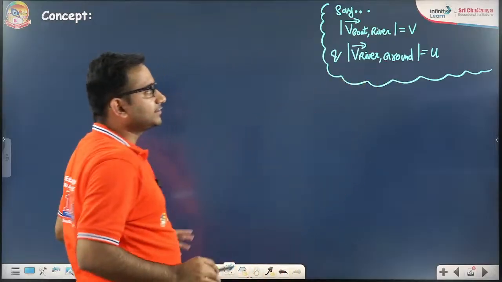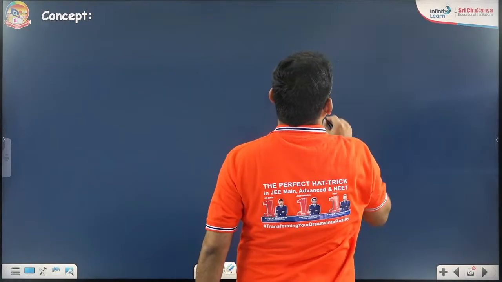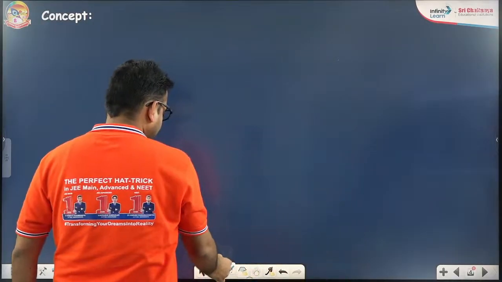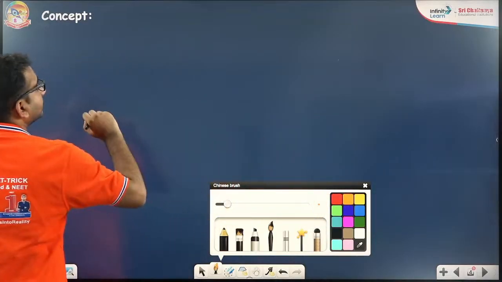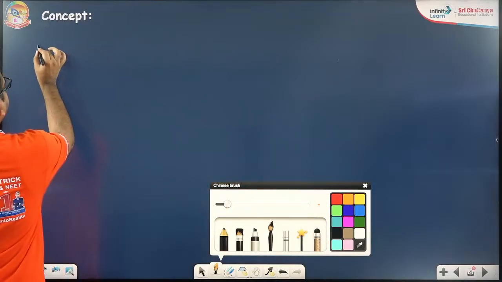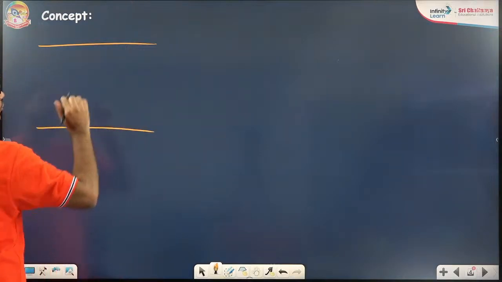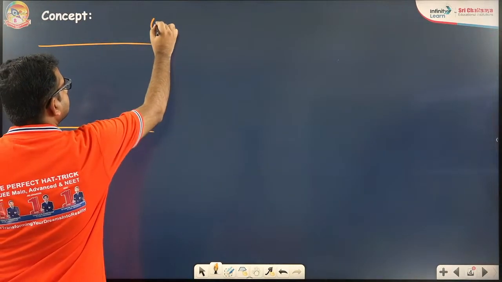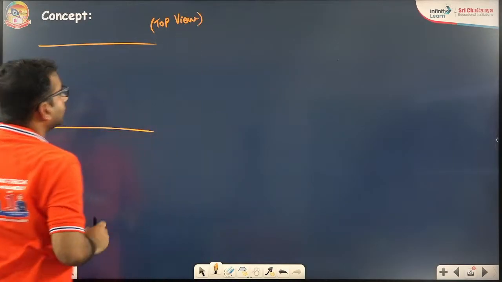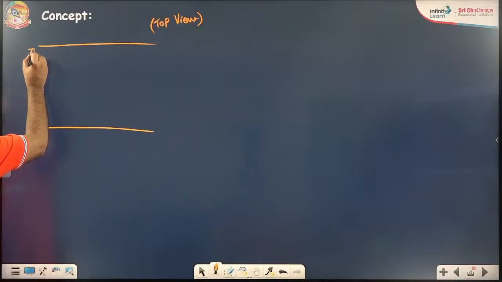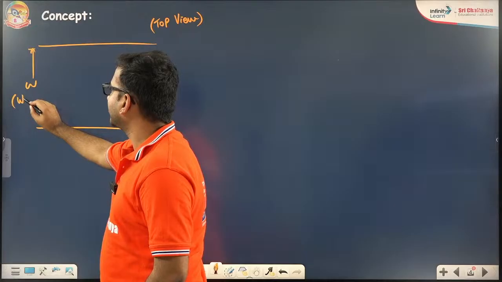Right, these are the assumptions, and in fact I'll show that diagrammatically for you. Now see, this concept, I'm saying that here, this is the river. This is the top view of a river. W is the width of the river.